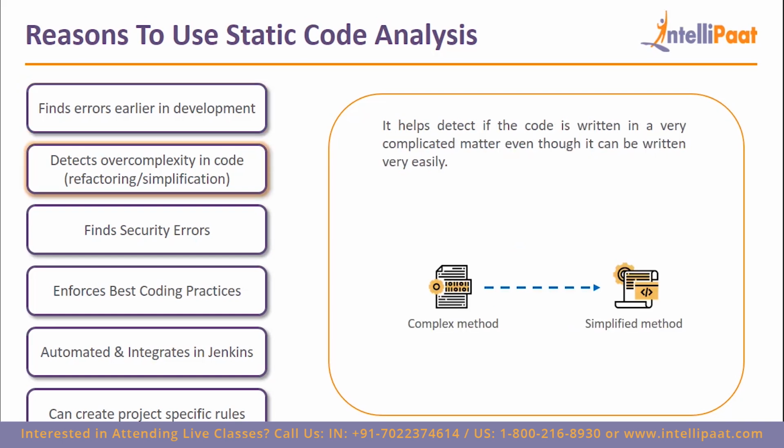Detects over complexity in code. It helps detect if the code is written in a very complicated manner, even though it can be written very easily. Now, sometimes we as developers think that we should write something in a much more complex way because it entices us. But SonarQube or another static code analysis tool will identify that the code has been written in a more complex method and will suggest a simpler method for it. Now, it's not always necessary that the developer wishes to write the complex method.